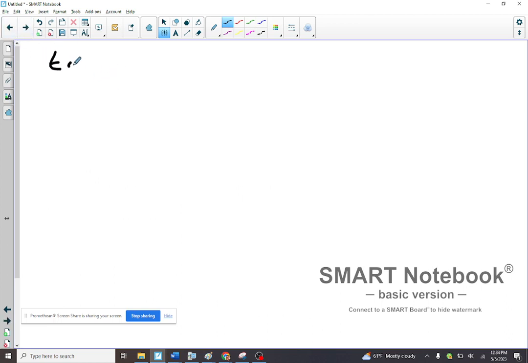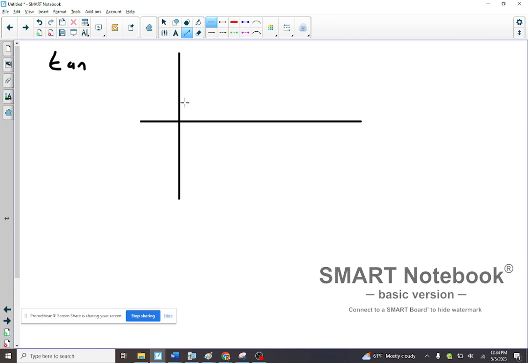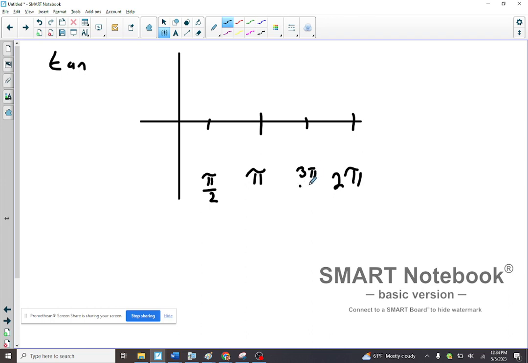All right, so tan waves, you graph it like this. So remember, the period for a tan wave is pi. So this is going to be pi and 2 pi. And we'll split it in half once. So pi over 2 and 3 pi over 2.